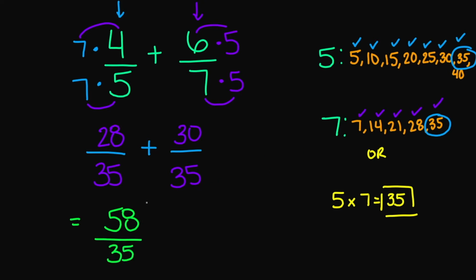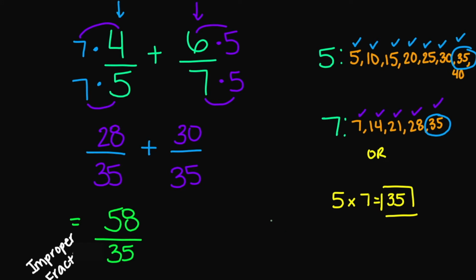But guess what? We have an improper fraction. And remember what improper fractions are? It's when your numerator on top is larger than your denominator. So my 58 is larger than my 35. So let's go ahead and turn that into a mixed number.